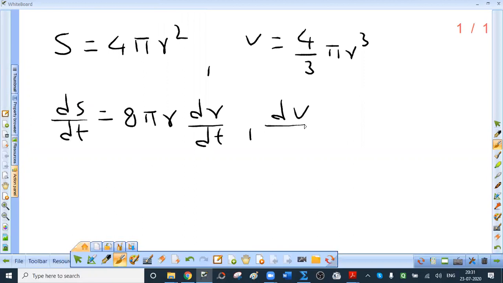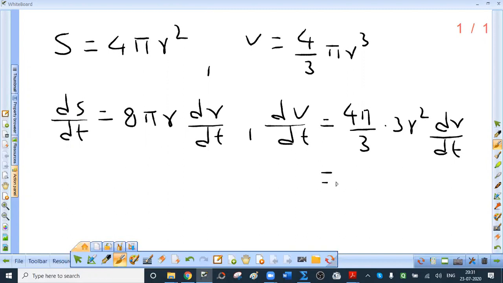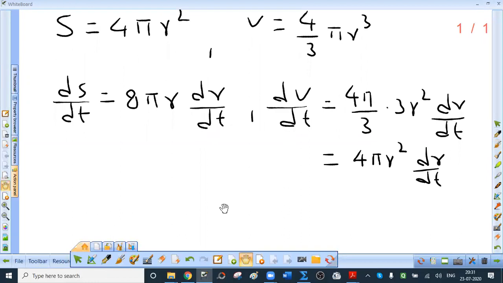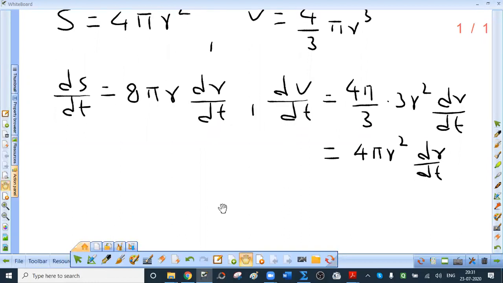And here what is dv dt? It is 4 pi upon 3 constant into 3r square dr dt. Okay, see what I'm doing. So this is 4 pi r square dr dt. Okay, now I will not find value of dr dt, but I will take the ratio. See, one and the same thing.